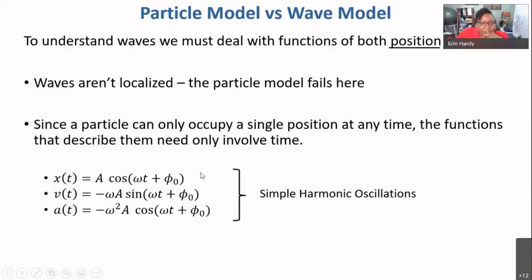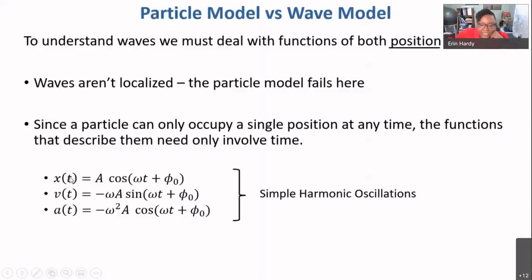This is the conclusion that we reached when we were talking about simple harmonic oscillations. For an oscillator that had some angular frequency omega in radians per second and some amplitude capital A that just represents the maximum displacement either above or below the x-axis or whatever your equilibrium position is.